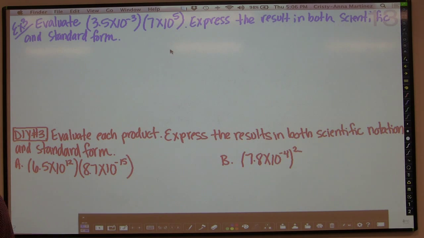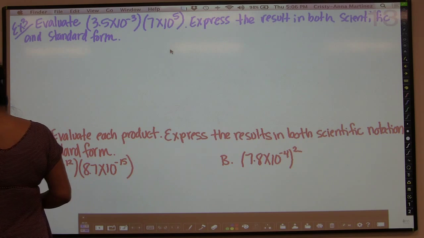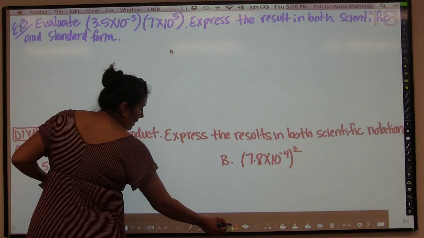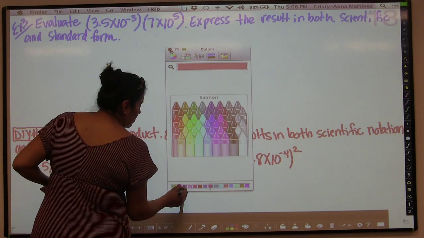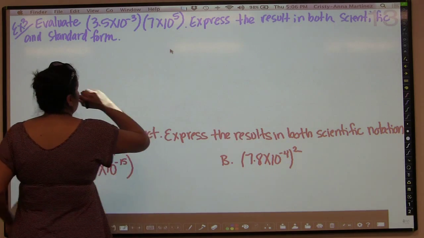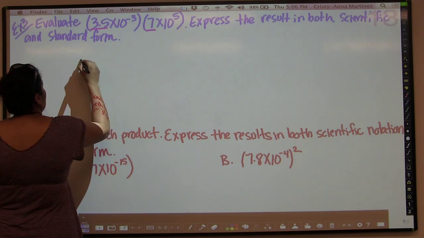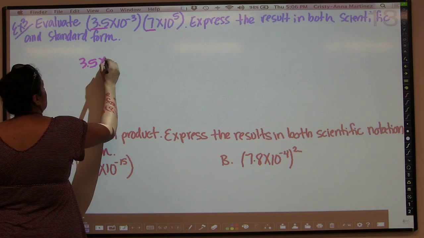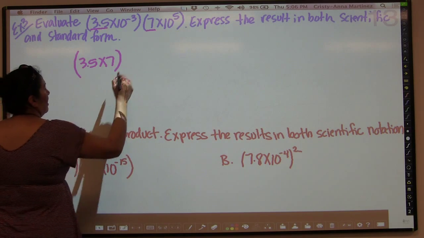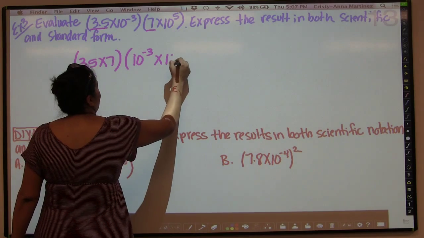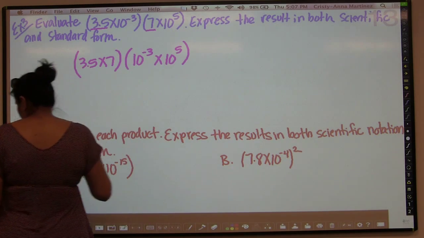How do we multiply two numbers that are in scientific notation? So what we're going to want to do is to basically rewrite this little problem. So what I'm going to do is I'm going to take the 3.5 and the 7 and multiply those. And then we're going to have the 10 to the negative 3 times the 10 to the 5. Like that.